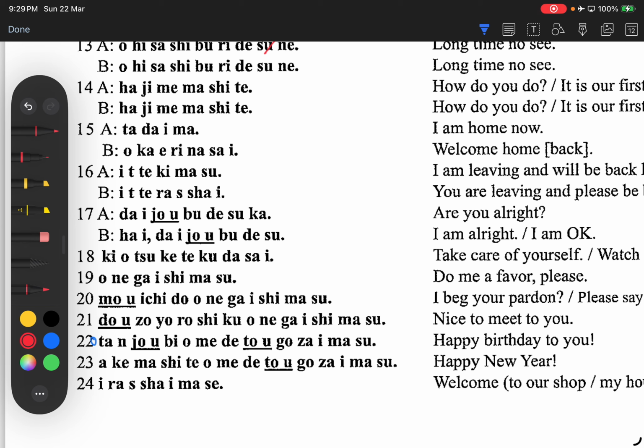Right? Next, number 22, tanjoubi. Tanjoubi. So tanjoubi means birthday, right? So birthday is congratulations, right? So omedetou gozaimasu. Right, so we put everything together. Tanjoubi omedetou gozaimasu.